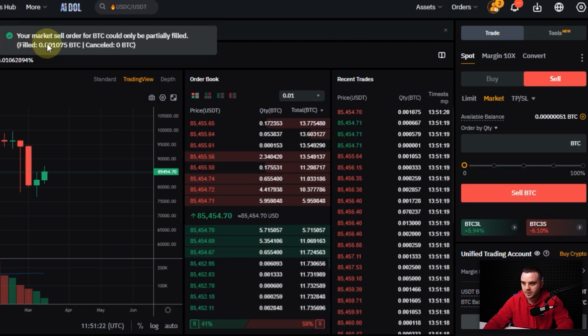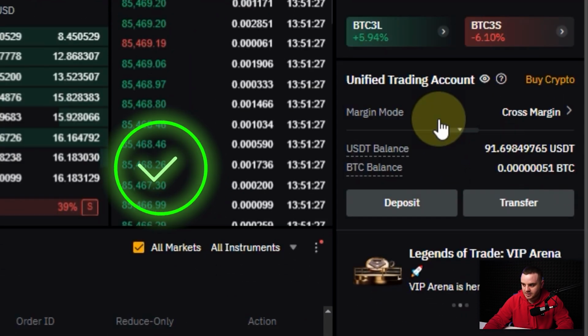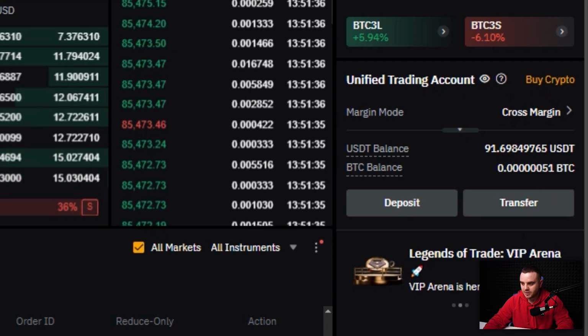Sell. Your market order has been partially filled. They left, you can see 0051 Satoshi. And USDT balance at this moment 91.69. That's how much money I got from my BTC sale.